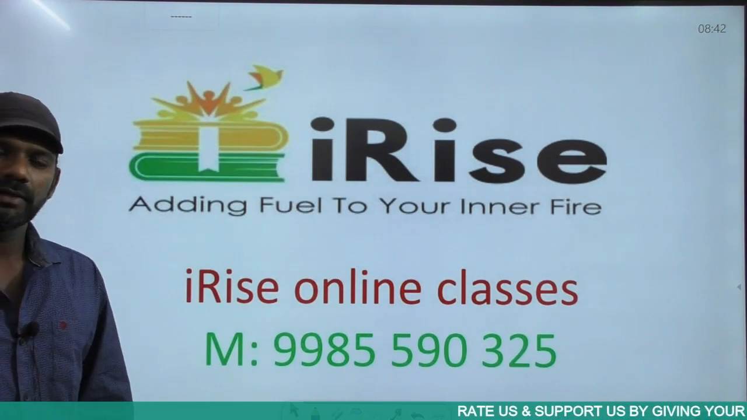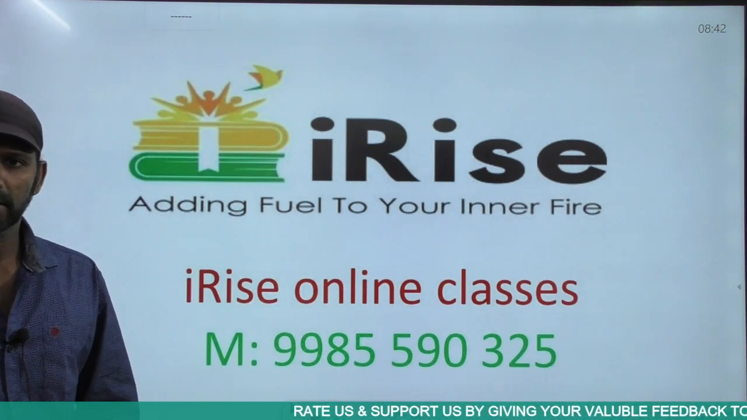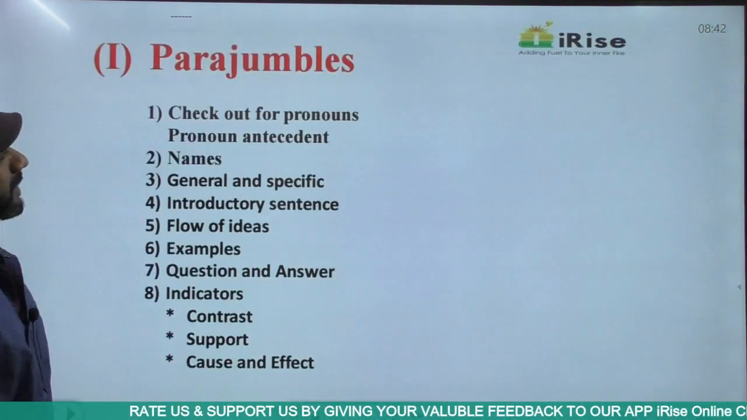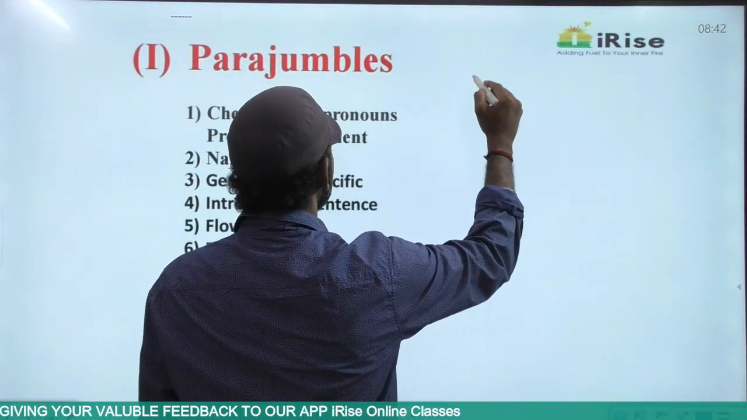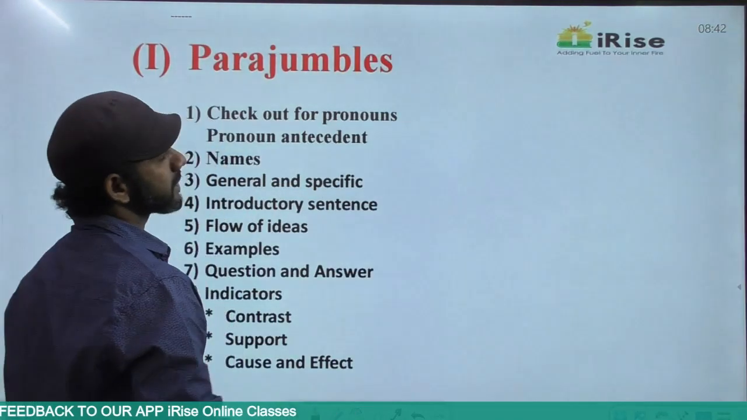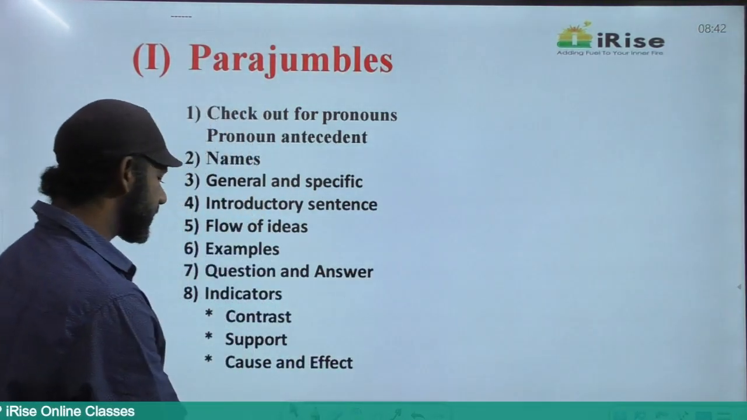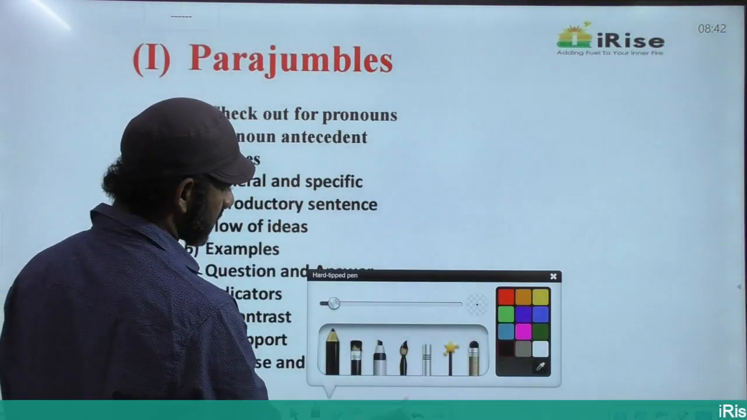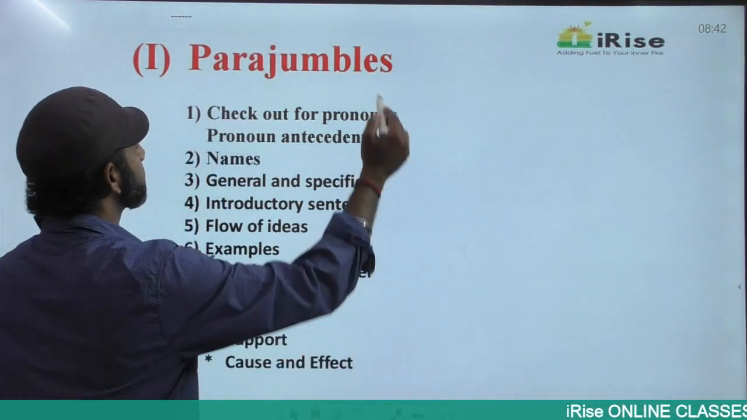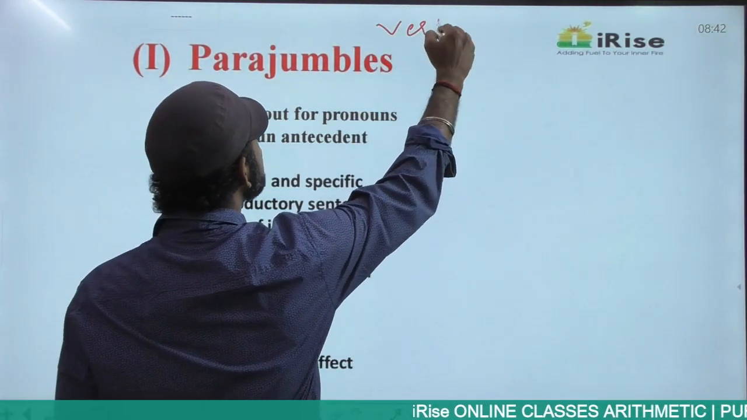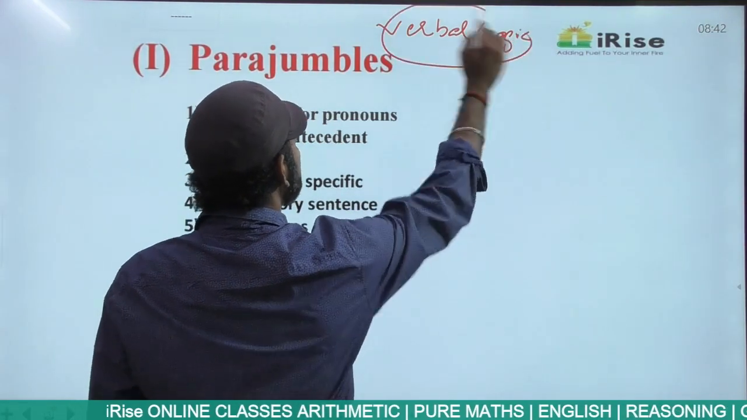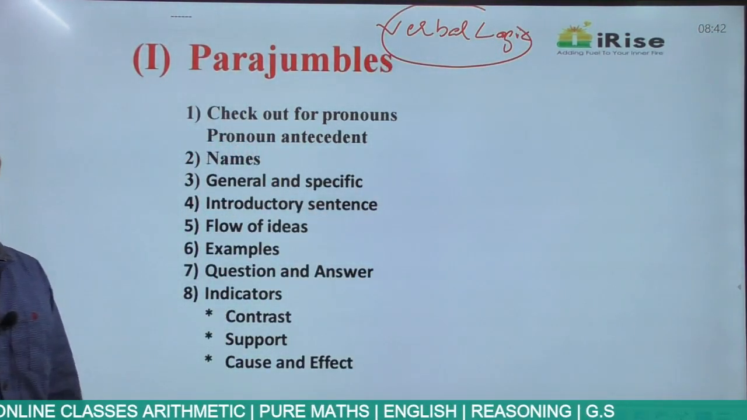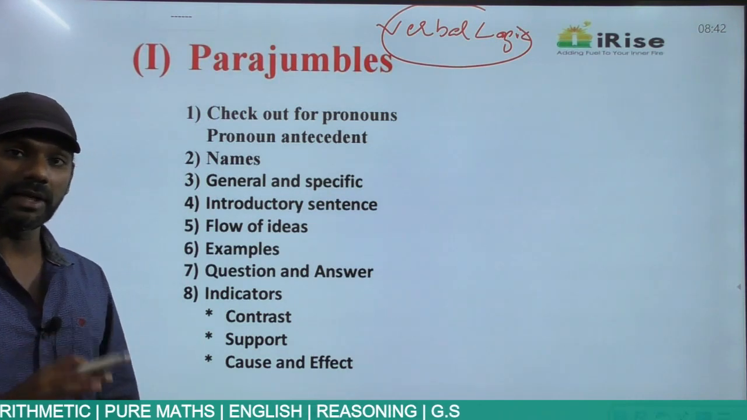Now this session will go for the topic parajumbles. This topic comes under the section verbal logic. Reading comprehension, parajumbles, cloze test, all these come under verbal logic. Now verbal logic questions don't have any rules, but there are many strategies or techniques to approach every parajumble, every verbal logic question.